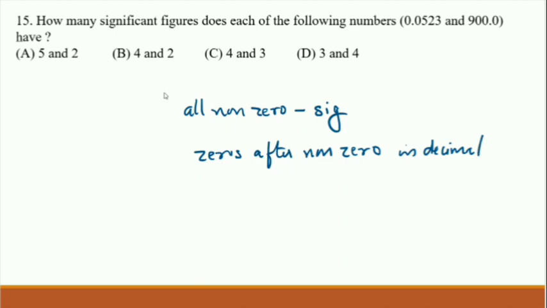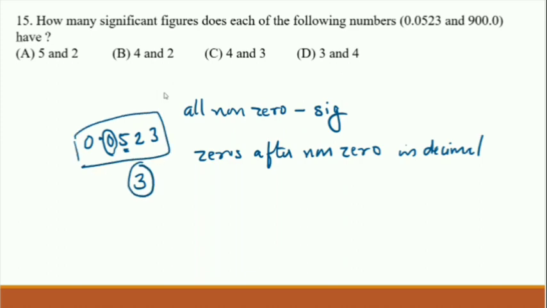So we have to count the numbers. Here, 0.0523. How many significant digits are there? All non-zero digits are significant, so 1, 2, 3. And zeros after the decimal and before a non-zero digit are not significant. So 5, 2, 3: a total of 3 significant figures in this number.